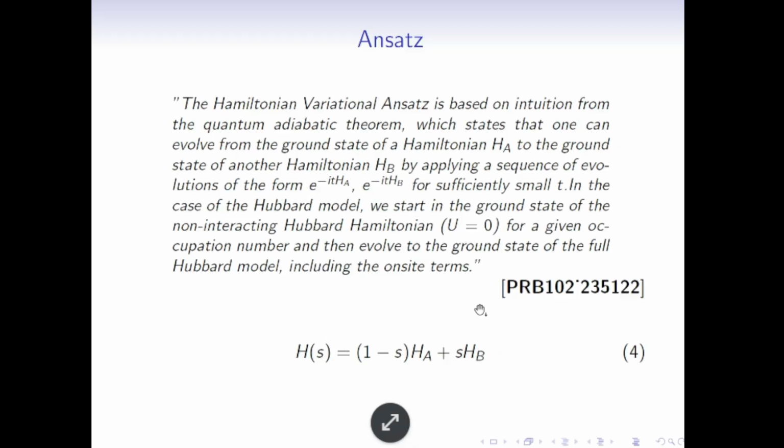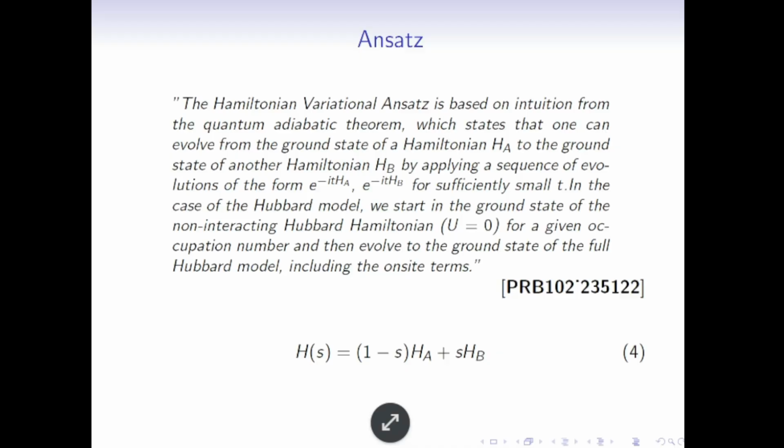As it goes from 0 to 1, if S is 0, you have only the HA term, and if you take S equal to 1, then this term will get deleted, and S will be 1 here, so you have only the HB term. HB will have both the Hubbard Hamiltonian terms, okay. So the ansatz says that you can go from HA, which is only the T term, to the whole Hamiltonian T plus U by adiabatic evolution, right?